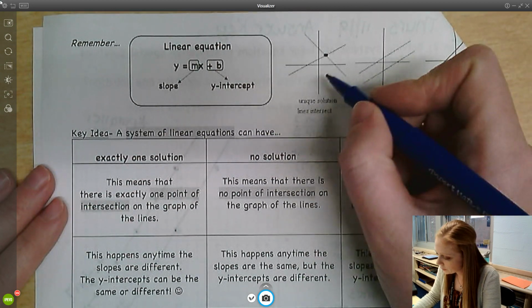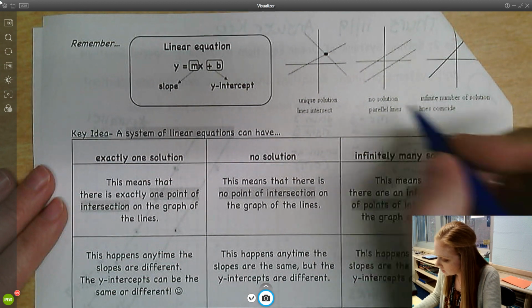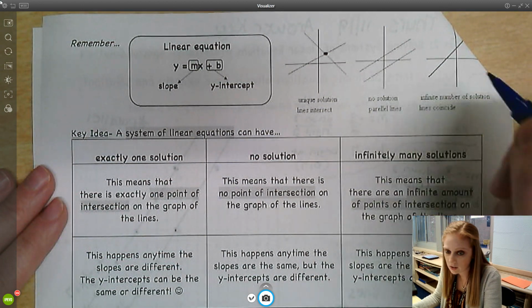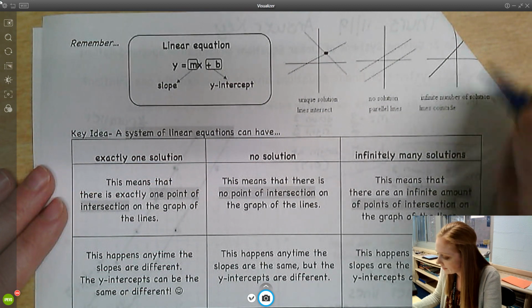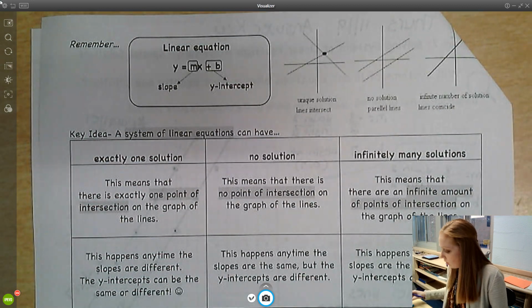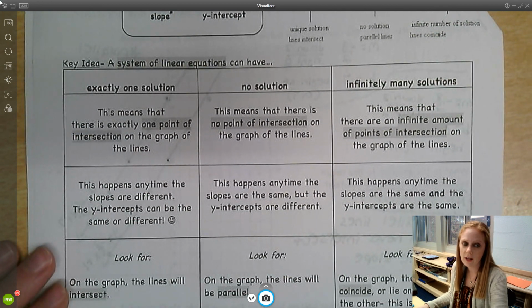So here's an example where you have a unique solution. You have one solution when they intersect, no solution when they're parallel lines, and an infinite number of solutions when the one line is on top of each other. The lines are the same line. Okay, so here's a little graphic organizer chart to help you figure it out.